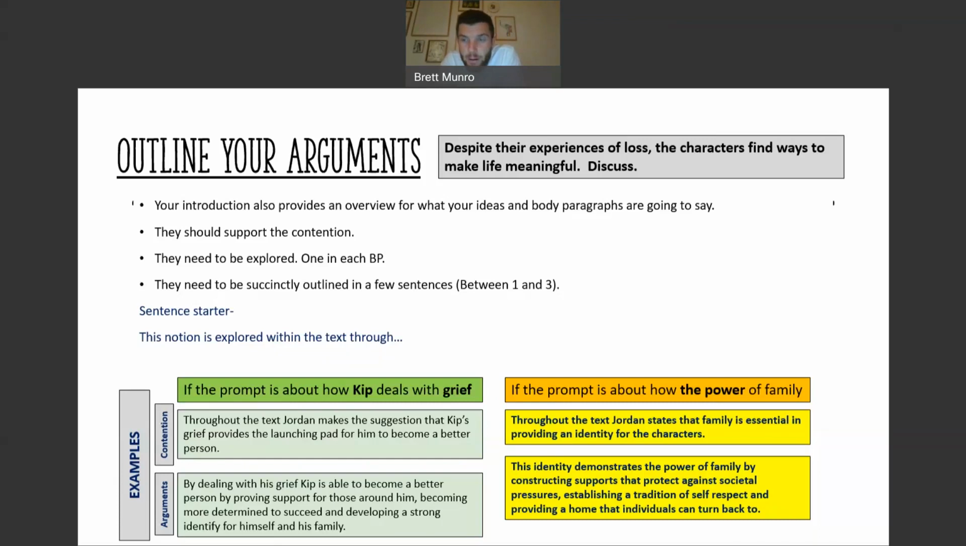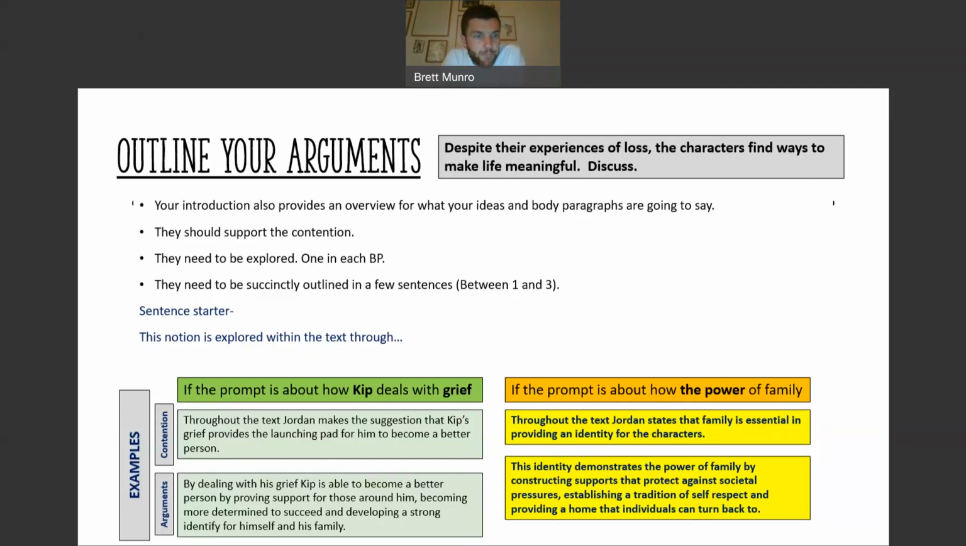So let's have a look at our examples. We have our prompt about Kip and grief. We have our prompt about the power of family. Note that I included the contention for each of these examples just because they're important in providing that context for the actual arguments that we're looking at. And essentially, sentences need to run into one another and they need to complement each other. Because your arguments are essentially supporting your contention, I've included it there just to help you see the connection which is there.